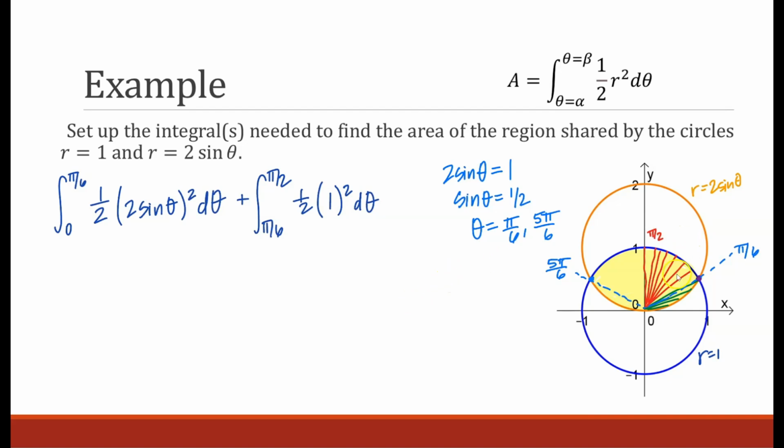Now, why did I stop right there? Well, because I recognize that there's symmetry. So these two integrals are going to find half of the area I'm looking for, sort of half of this eyeball shape. And so what I can do is just go ahead and double this. So I'm just going to sneak a 2 in front of both of these pieces here. So now these two integrals will find the area shared by these two circles.